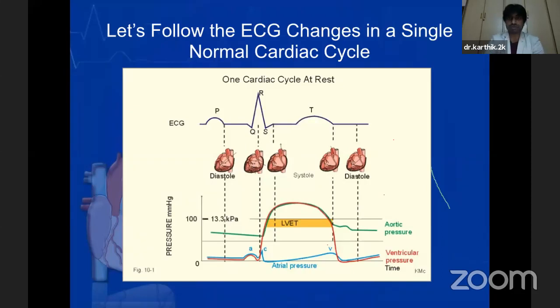So now let us follow the ECG changes that happen in a single normal cardiac cycle. This figure here, in brief, demonstrates everything that I discussed just now. On the top of the figure, you can see a simple depiction of an electrocardiogram, which represents a single cardiac cycle, which consists of a P wave, followed by a brief interval called the PR interval. Then followed by that is the QRS complex, the ST segment, and the T wave.